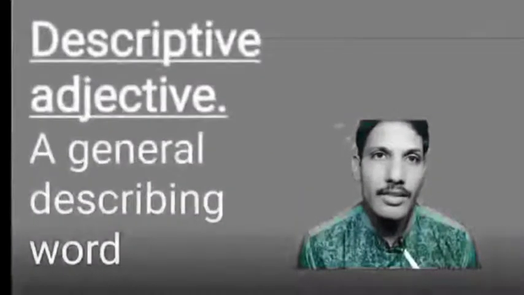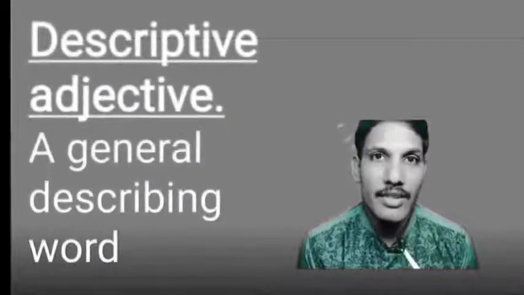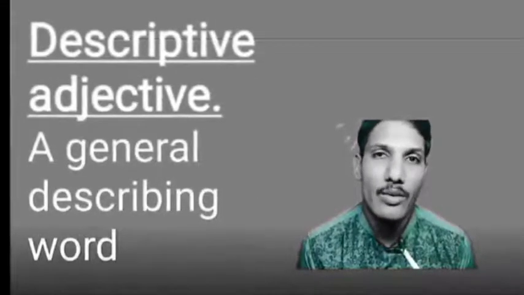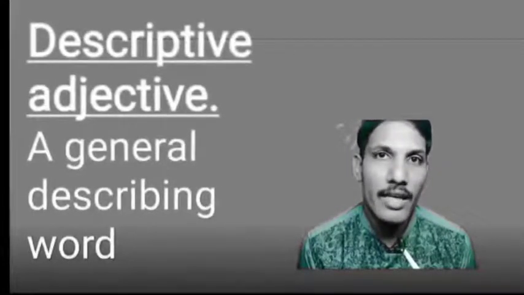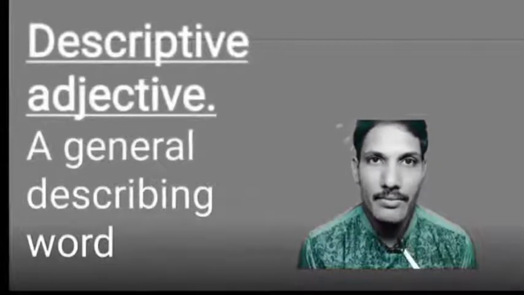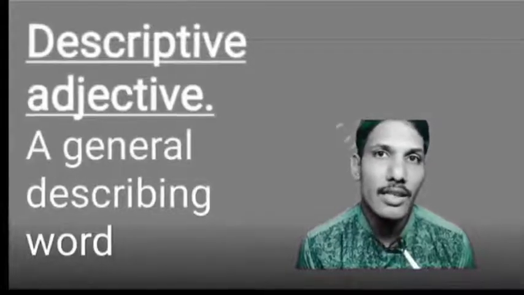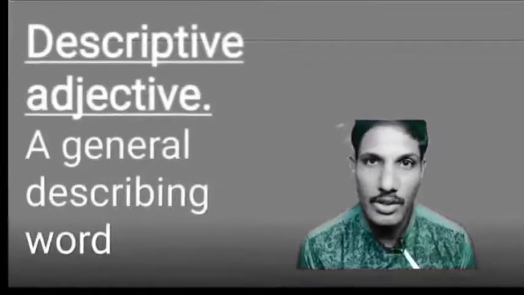The second one is descriptive adjective. These are the adjectives that qualify as a description assigned to a noun. These are brave, sick, kind, good, obedient. Let's take some examples. Alice is a good girl. Here, the girl Alice is described with the descriptive adjective good.